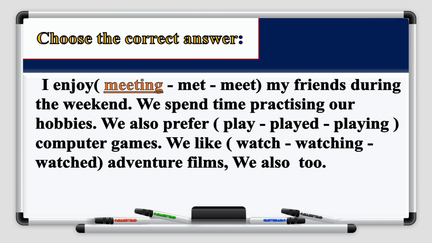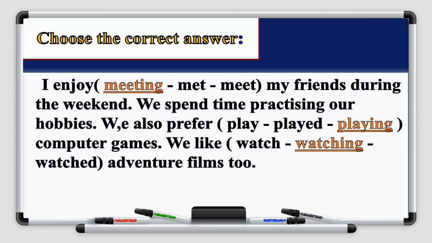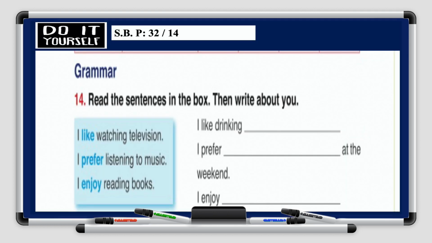We also prefer. Now here we have prefer, so we're going to choose the gerund. Playing. We also prefer playing computer games. We like, here we have like, so we're going to choose the gerund. The gerund is watching because it's the verb when we added ing to it and we changed it into a noun. So watching adventure films too. Now do it yourself.